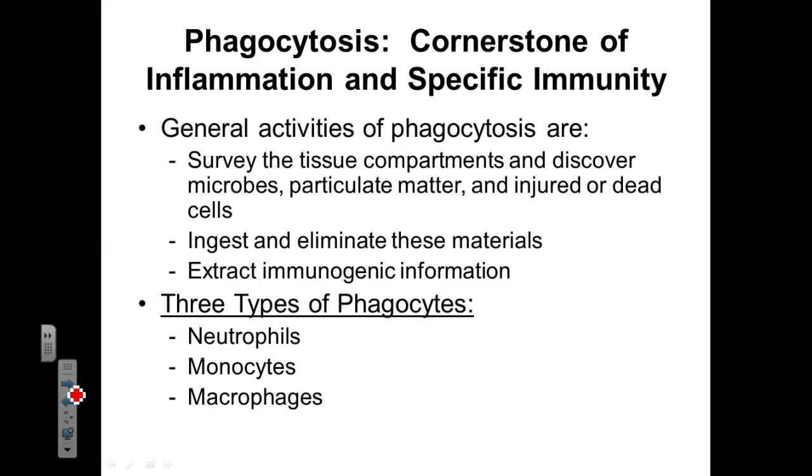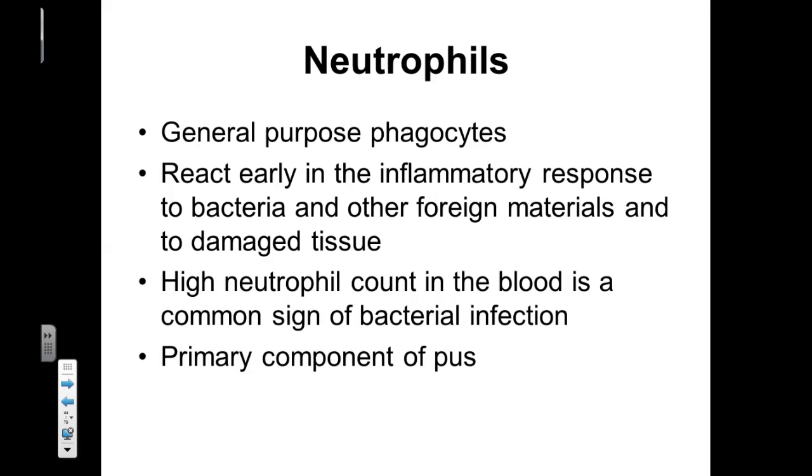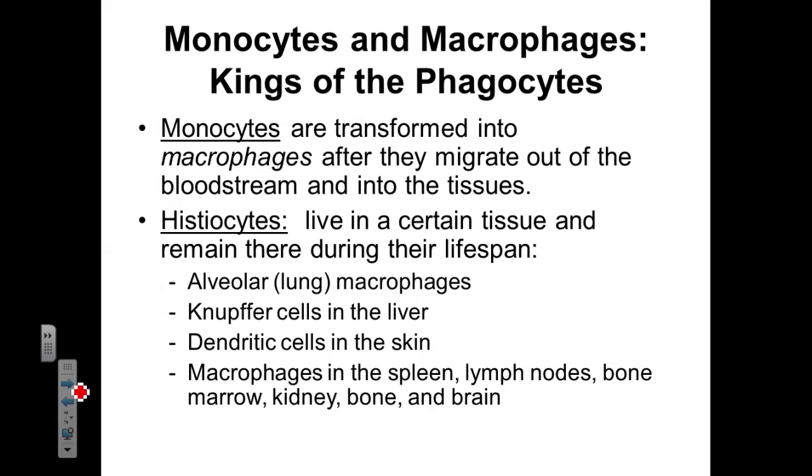Our three primary phagocytes are our neutrophils, monocytes, and macrophages. The neutrophils are a general purpose phagocyte. They are the most common white blood cell in our body, and they are also the first responders. They are the first to arrive at the site of infection or damaged tissue. Because they're the first to arrive and they're at the highest concentration in our body, they are typically going to be the primary component of pus. So think of the whitehead, or think of that white oozy substance that results from a wound that's infected. That's going to be mostly dead neutrophils.